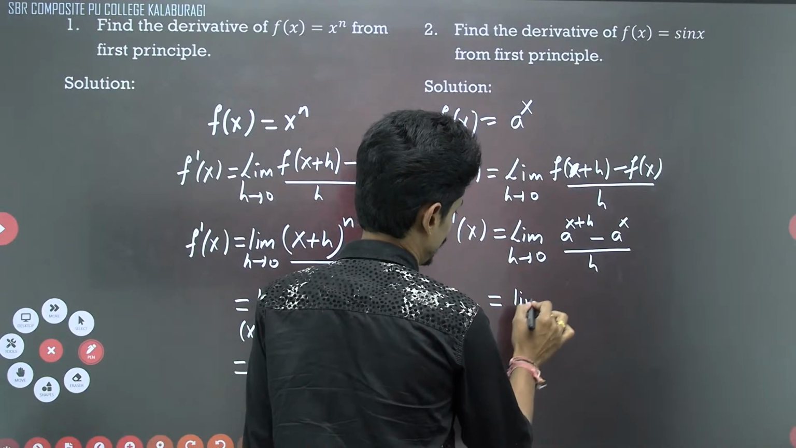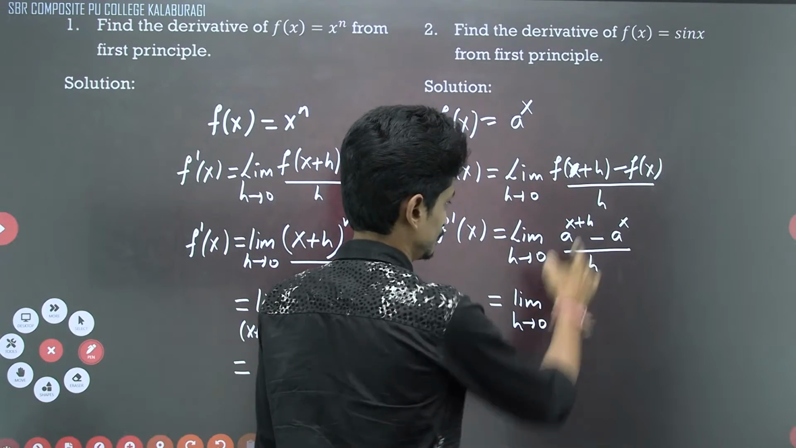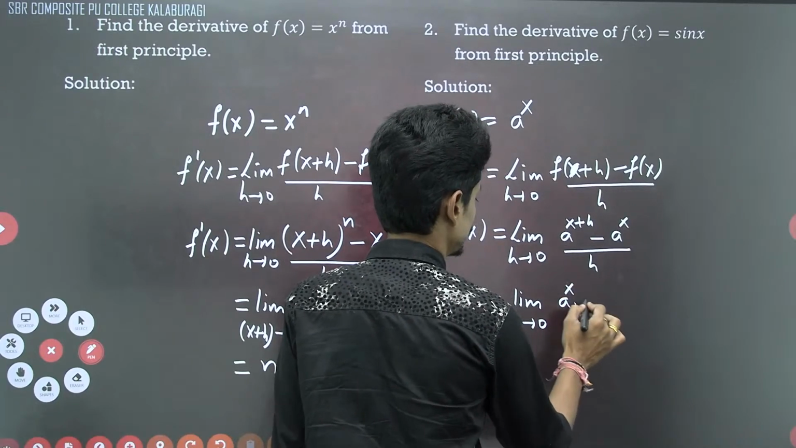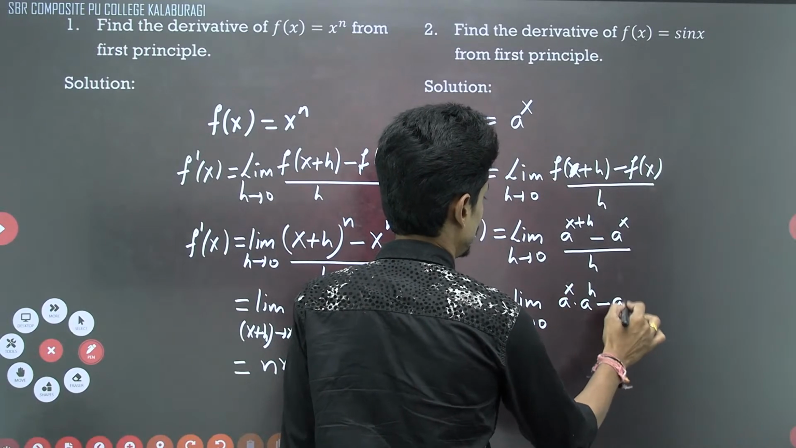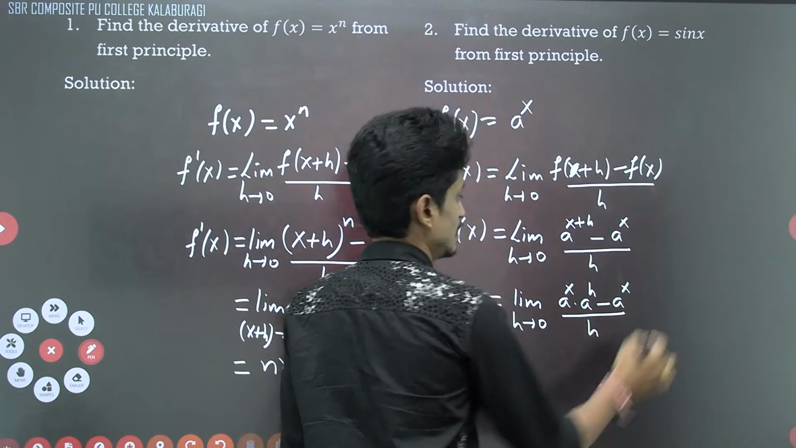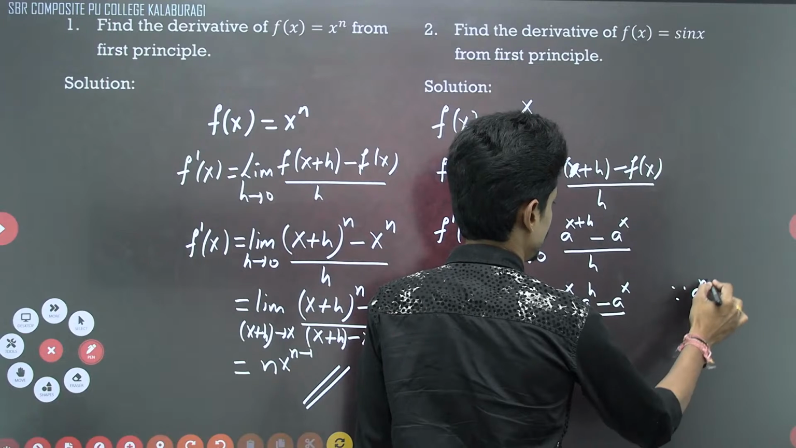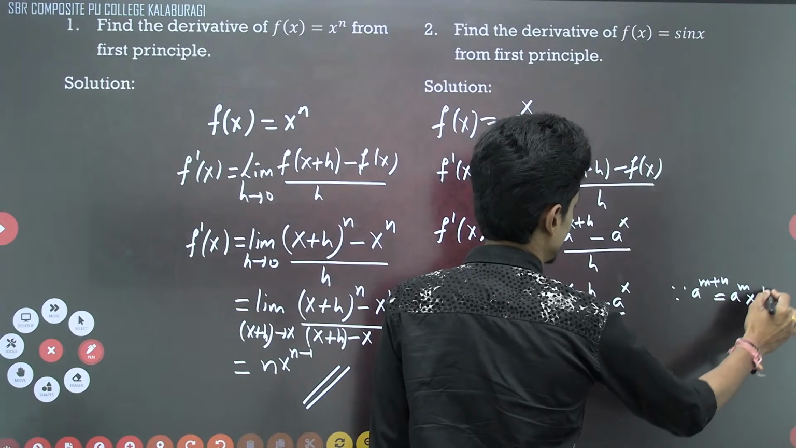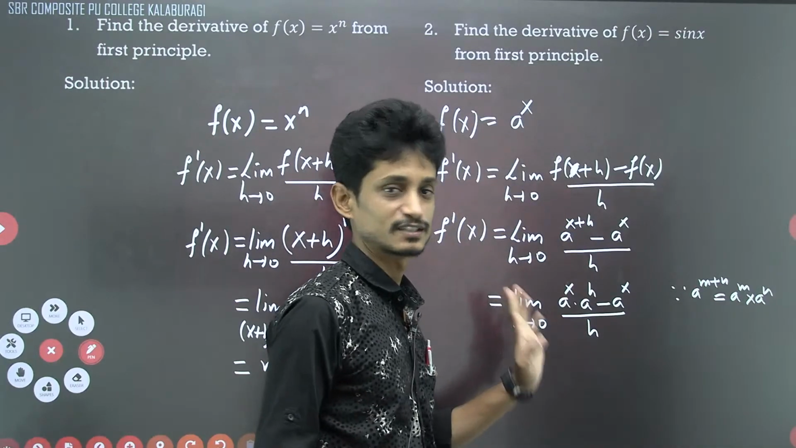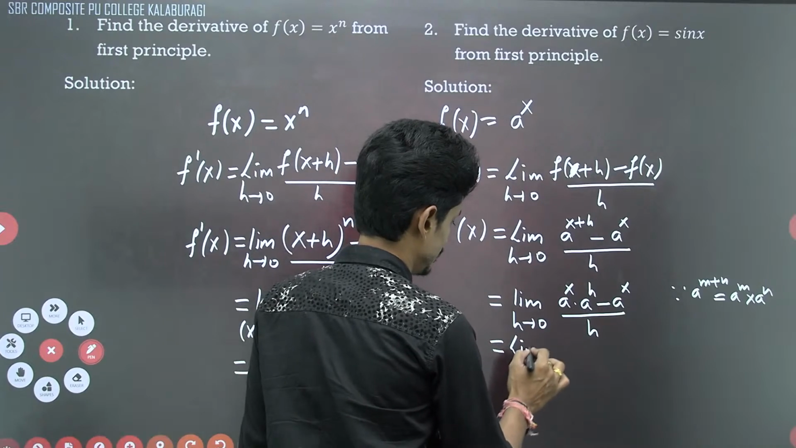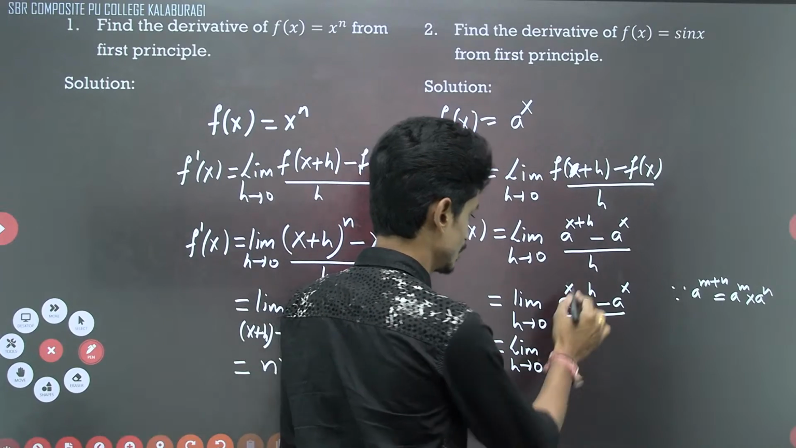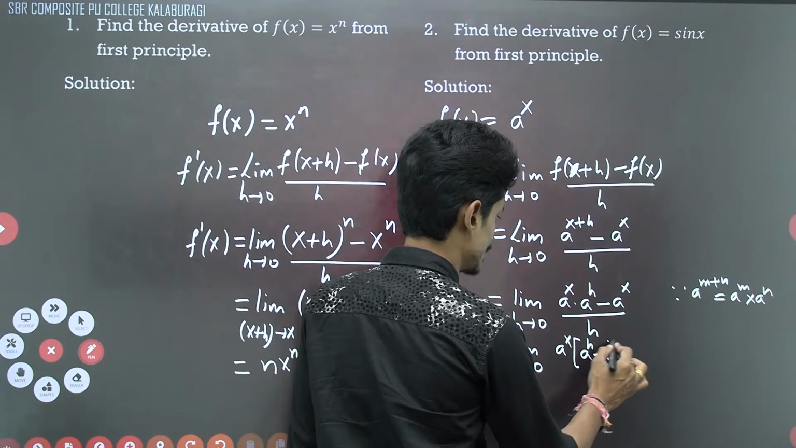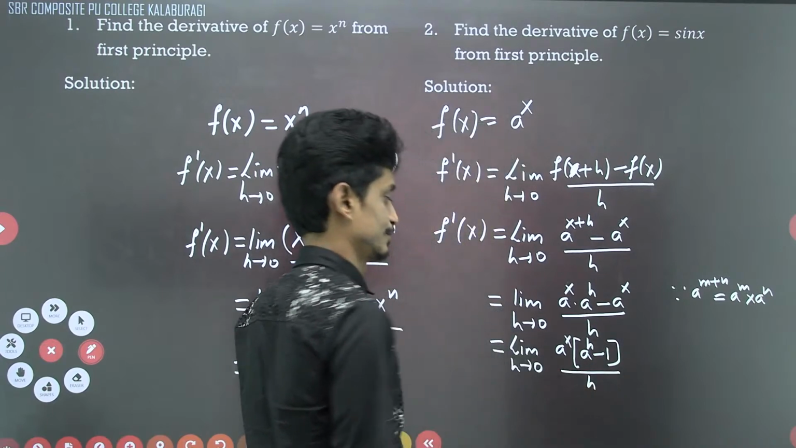Afterwards, the limit as h tends to 0. Now, applying the first law of exponents, a power x into a power h minus a power x, divided by h. Since we know the formula, a power m plus n can also be written as a power m into a power n, I have taken that formula here. After that, the limit as h tends to 0, a power x should be taken common. Inside the bracket, a power h minus 1 divided by h.